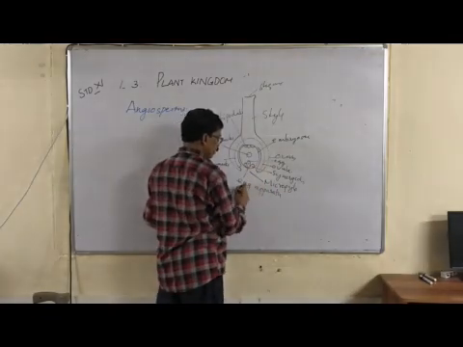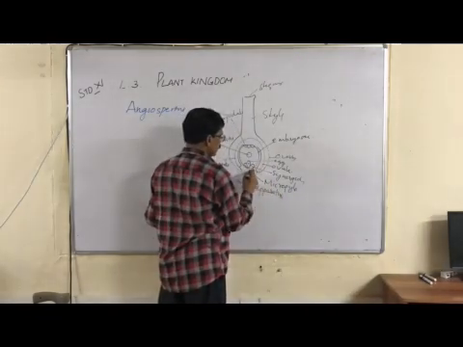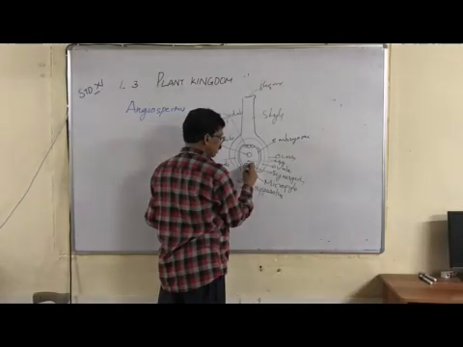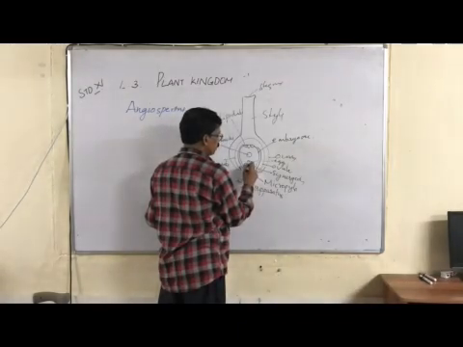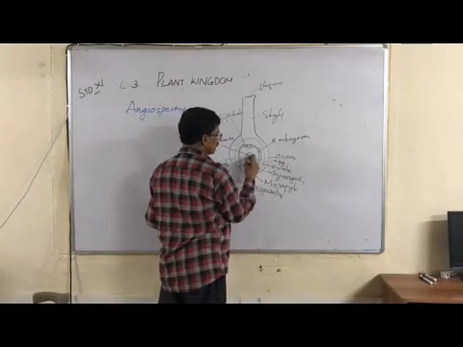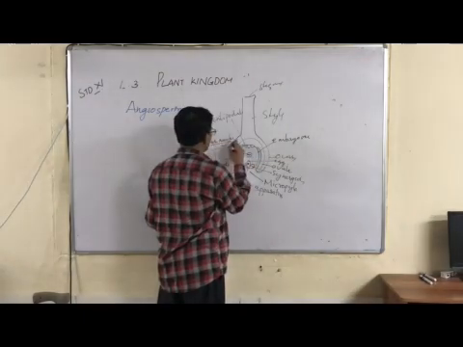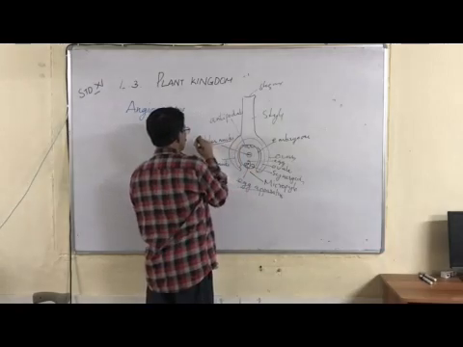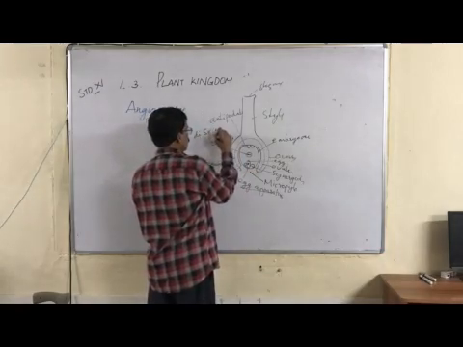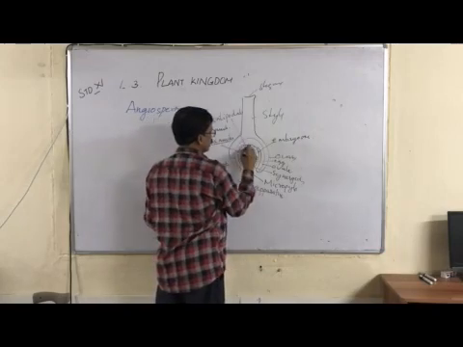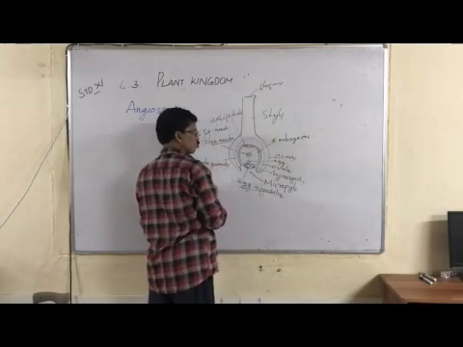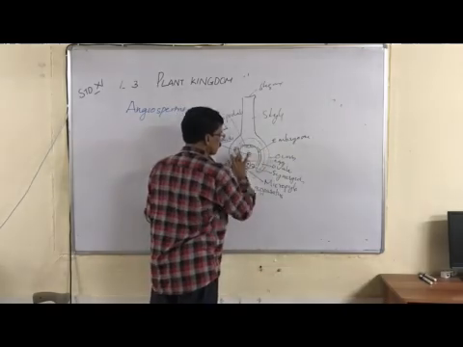The embryo sac has an egg apparatus, consisting of the middle egg and two synergids. Egg is a female gamete. Here there is a central cell called the polar nucleus. This is also called the diploid secondary nucleus. And these are antipodals without much function. Such a mature ovule has this structure.